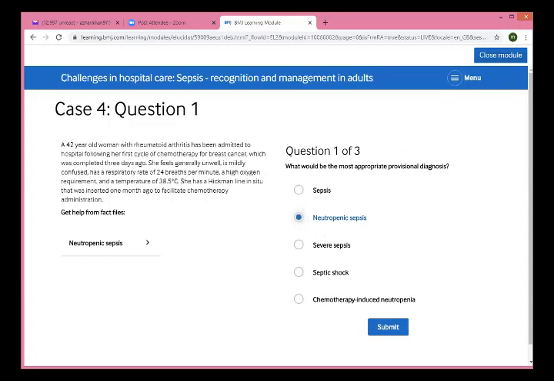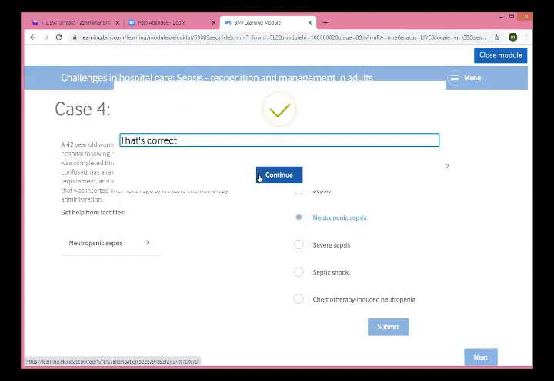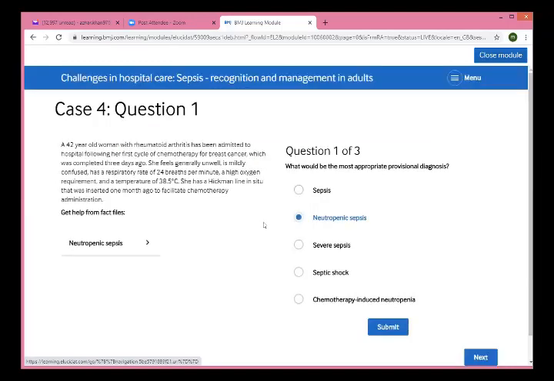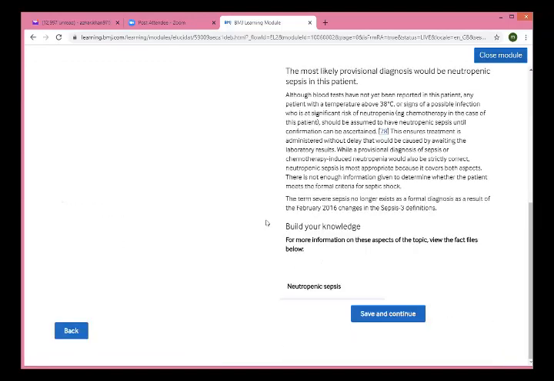So this patient may have neutropenic sepsis and sepsis. Important. This patient was on chemotherapy, and after chemotherapy developed an inflammatory response. So this is the Sepsis-3 definition.